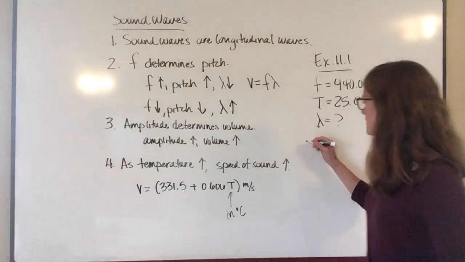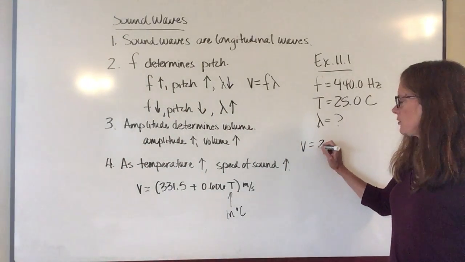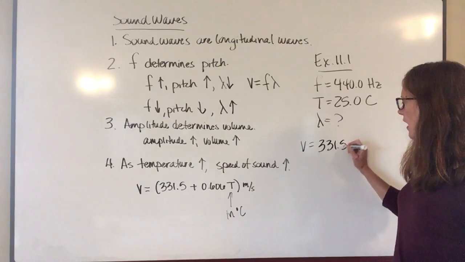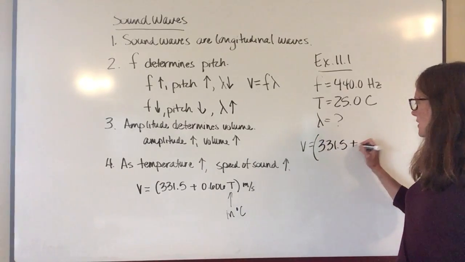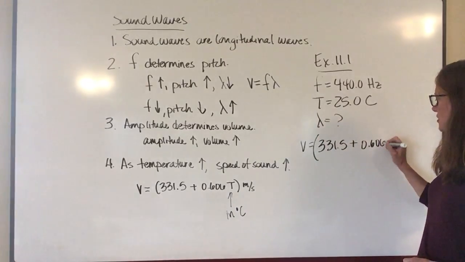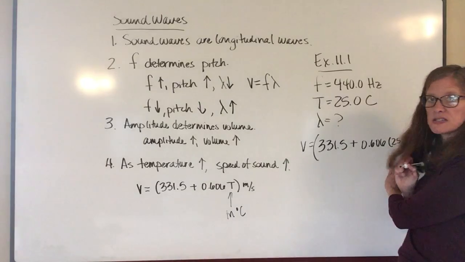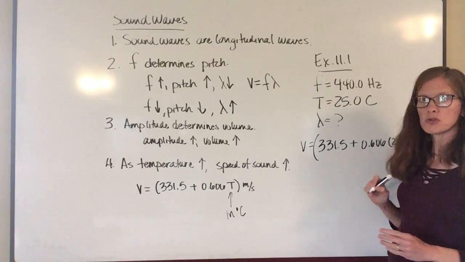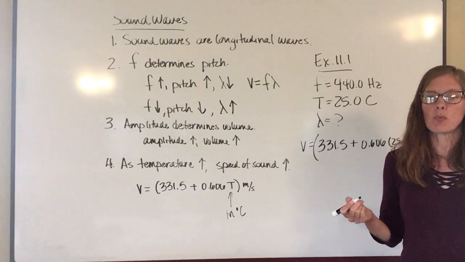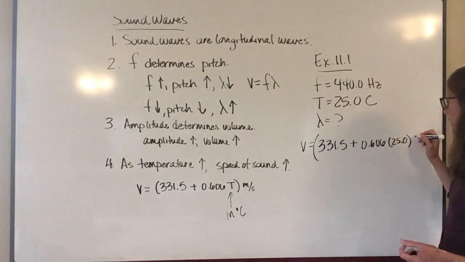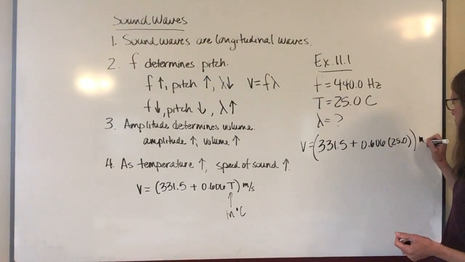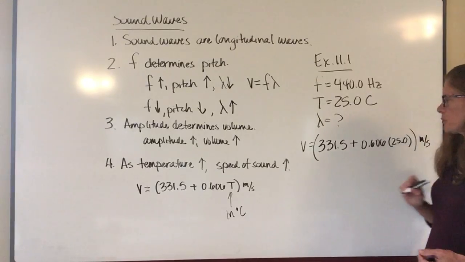So my velocity is going to be 331.5 plus 0.606 times 25.0 degrees Celsius. And you don't have to write the degrees Celsius on here. I've already said we know that that's what that's going to be. And then when I get done with this, my answer is going to be in meters per second.